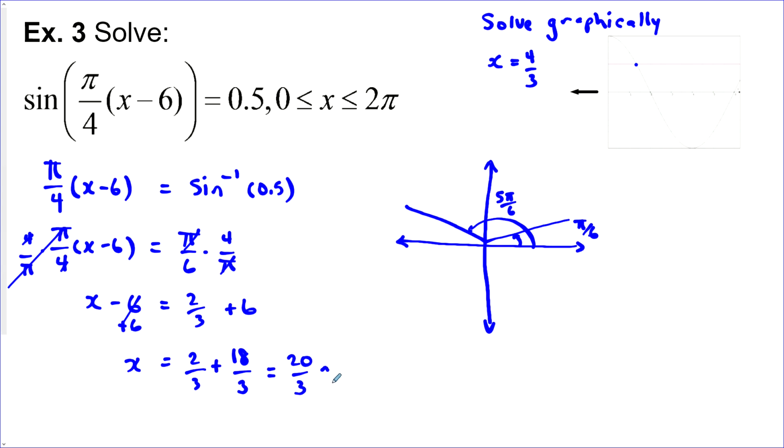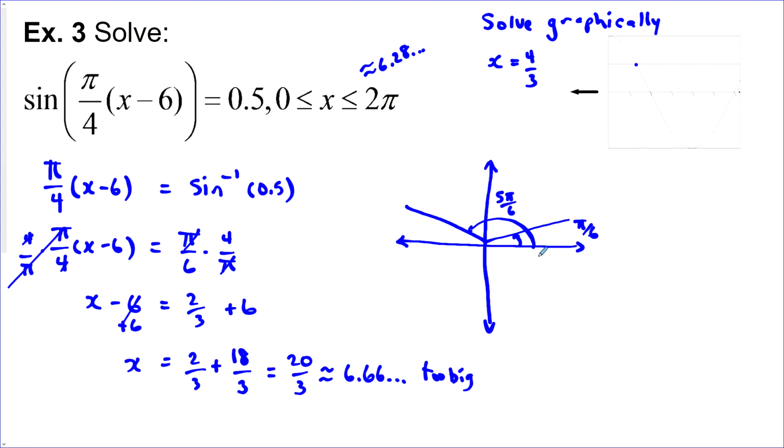Now that is about 6.66. This is too big. This domain restriction here has a maximum of 2 pi, which is about 6.28. So this is too big. It's not going to fit in the domain restriction.